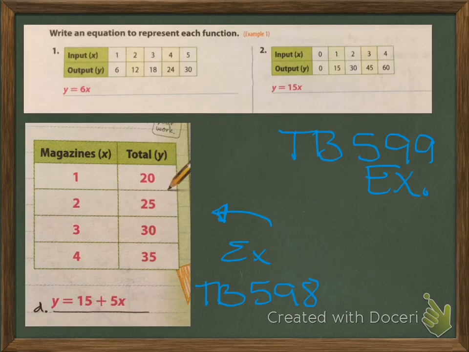And on textbook page 599, I've actually included an example from 598 and 599. You'll be given a table with some values in it, and you have to be able to write an equation to represent the function. The reason I included the one from textbook page 598 is because you need to also know how to represent the 2-step equations. So that's included here on the example from 598.